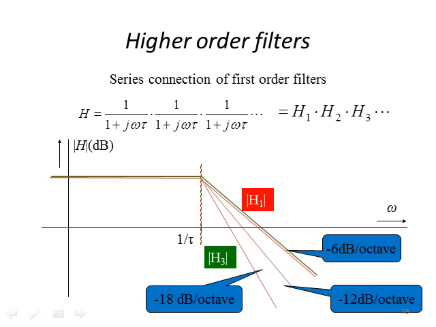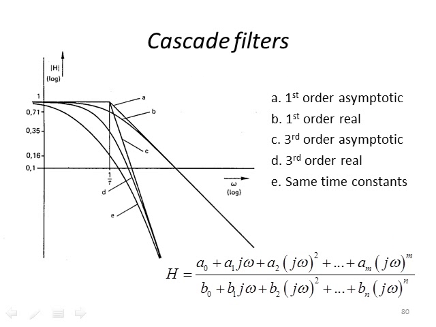Higher order filters, basically cascading, a series connection of first order filters H1, H2, H3. This is an example of the cascaded filters and some of the response: first order asymptotic, first order real, third order, and then the associated transfer function for these.